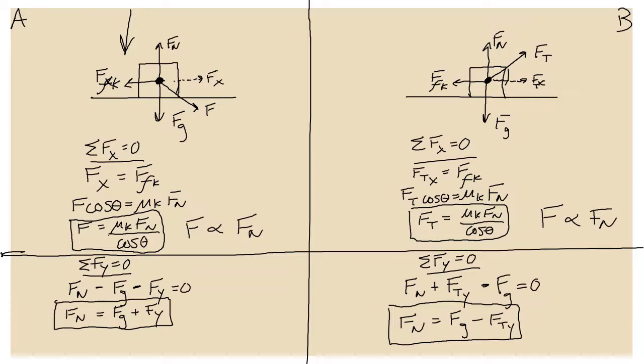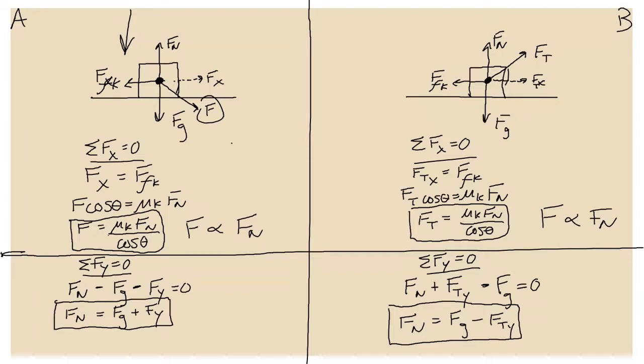And the key idea here is that the normal force is bigger in case A than it is for case B. And so because the normal force is bigger, essentially what we're saying is there's a larger force of friction that needs to be battled, so to speak, in case A than there is in case B. And since there's a larger friction force that needs to be overcome, this force has to be larger in order to combat that friction force.